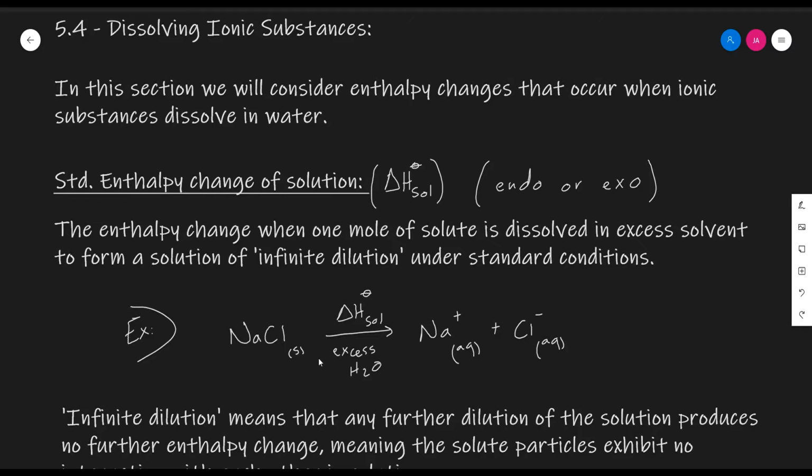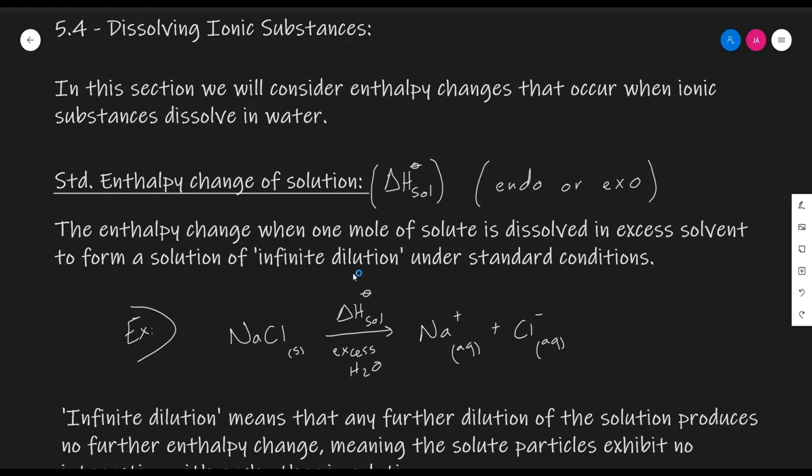When it is dissolved in excess H2O, which acts as the solvent, the ions separate into aqueous ions, which are solvated by the water molecules, Na+ aqueous and Cl- aqueous. This process is either endothermic or exothermic, depending on the solute being solvated by the water molecules. This definition states infinite dilution over here.